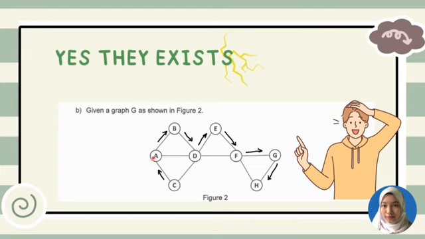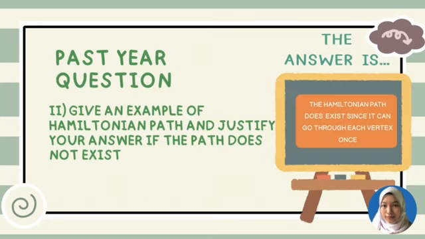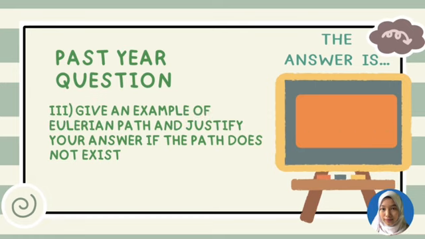If you can see C, A, B, D, E, F, E, G, H, they can go through each vertex only once. So the answer is yes, the path exists, since it can go through each vertex once. Give your reason since the question asks you to justify your answer. Next question: give an example of an Eulerian path and justify your answer if the path does not exist.